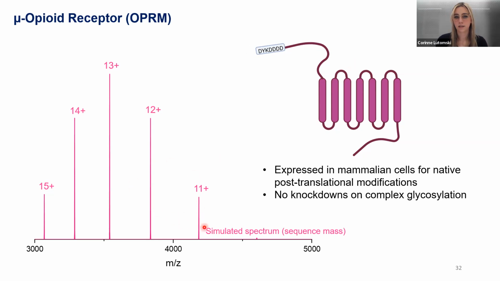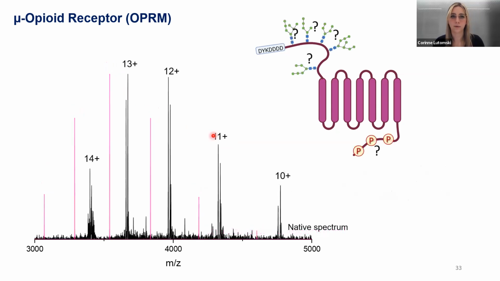And so this now is the simulated spectrum in pink here. So again, based on the sequence that I expressed, I would expect it to have this mass and this distribution. But when we purify that protein and we run it by native mass spectrometry, we actually find something quite different. So this black trace is now the native mass spectrum. And we can see that it differs quite significantly from the sequence mass. So we do expect it to have quite a few post-translational modifications, that being glycosylation at the N terminus or phosphorylation at the C terminus, or some combination of both.